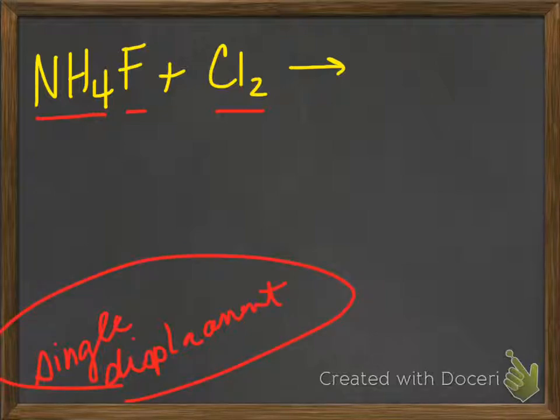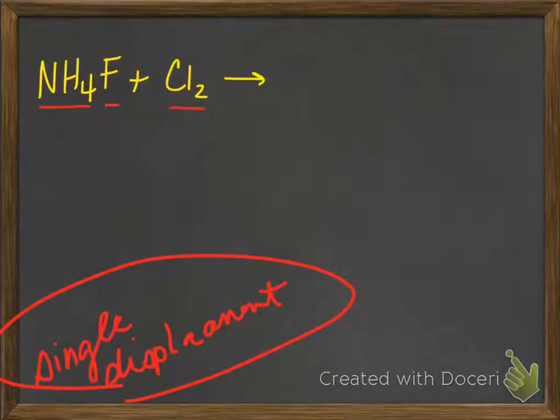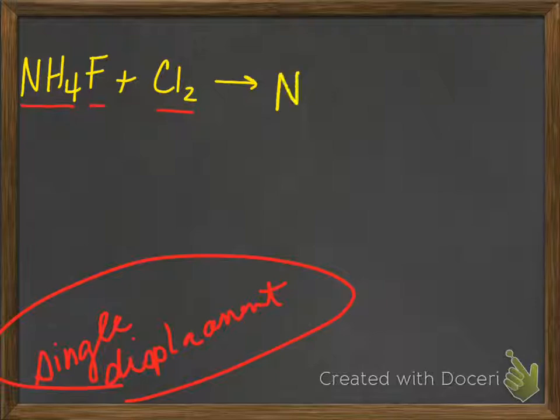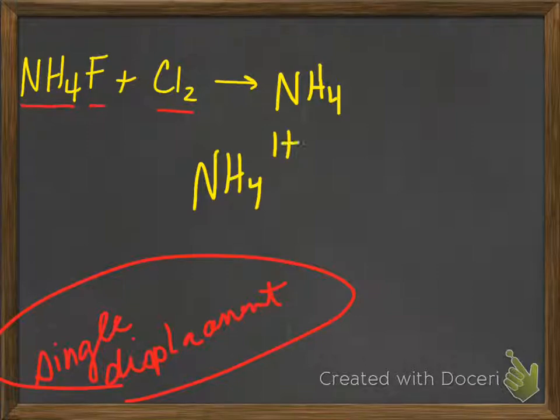And now we just have to predict products. So we said the halogen will replace the other halogen, so we're going to end up with a compound of the ammonium ion, NH4, partnered with chlorine. But here's where people made their big mistake. If we have an NH4 1 plus ion, and a Cl 1 minus ion, what compound do they form?